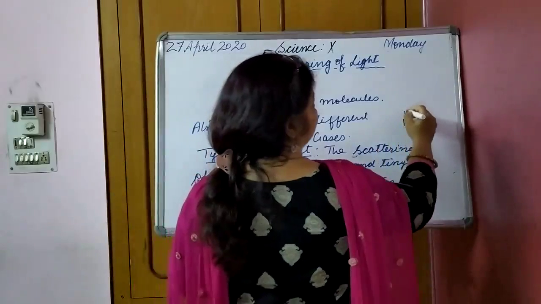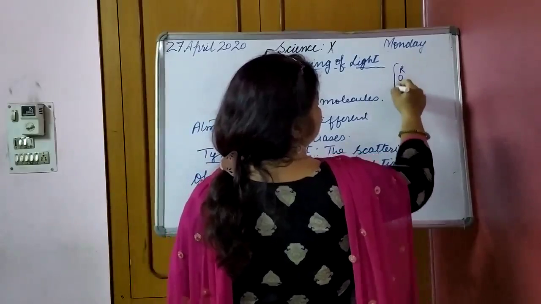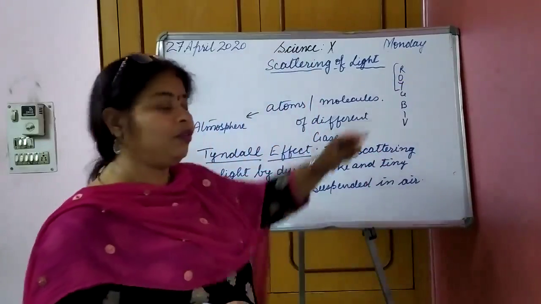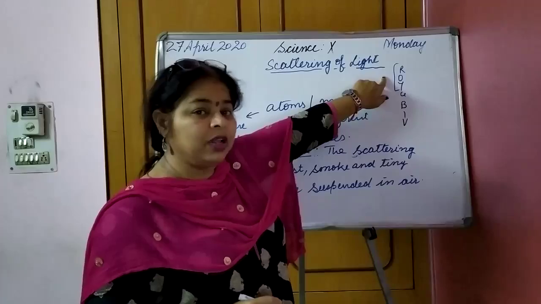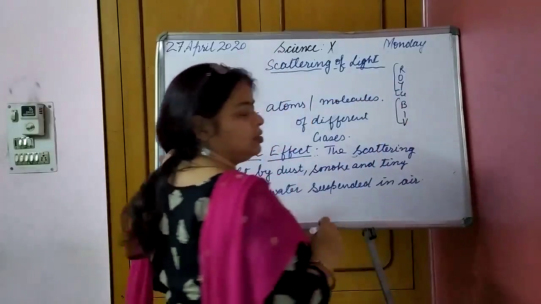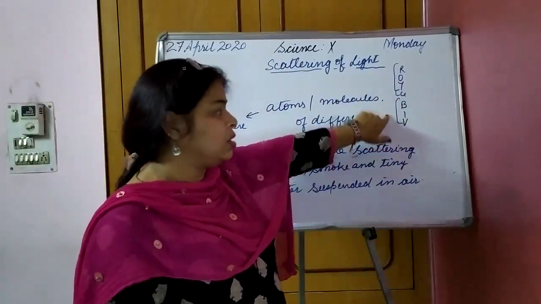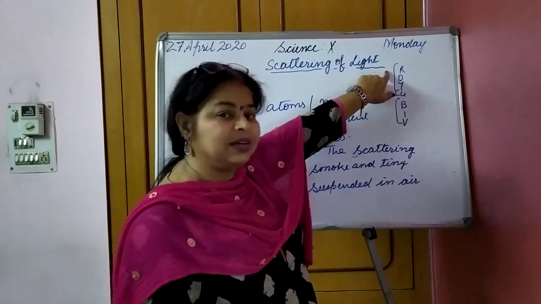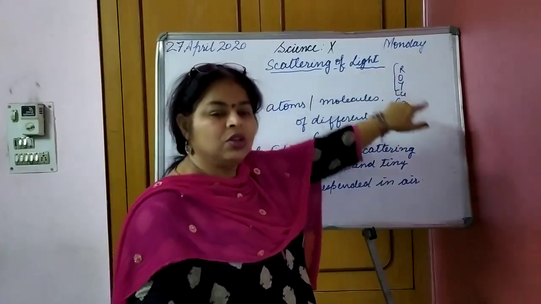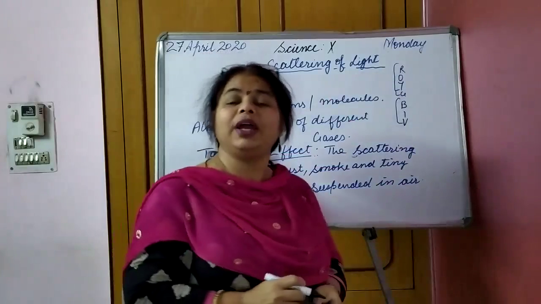If I write like this, VIBGYOR, these are the ones of bigger wavelength, higher wavelength, and these are the ones of lower wavelength. Okay, so these are scattered most, and the red will be scattered least. Okay, so you can see different examples of this scattering of light in nature.